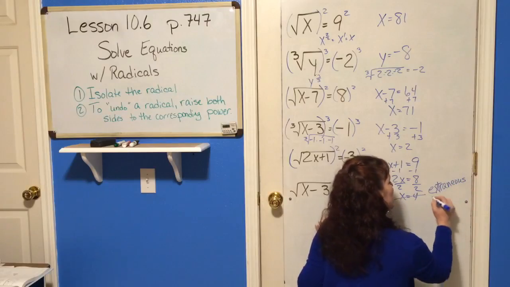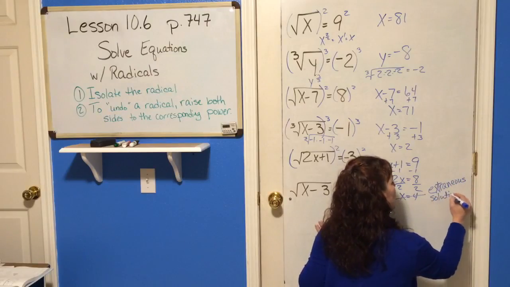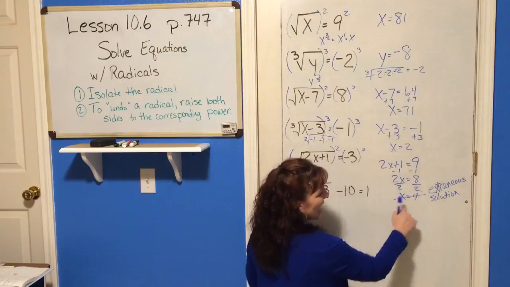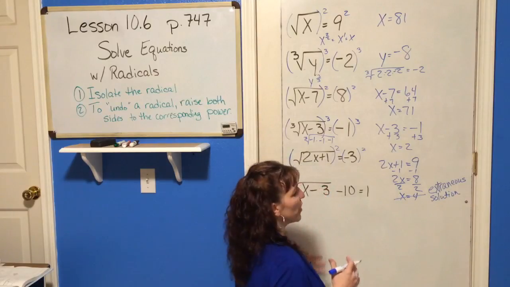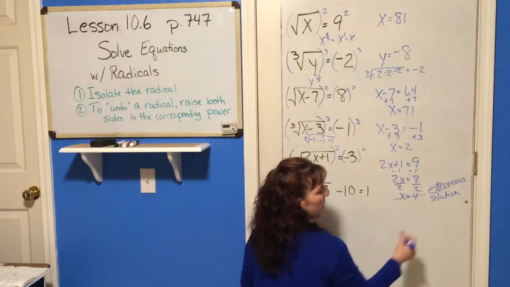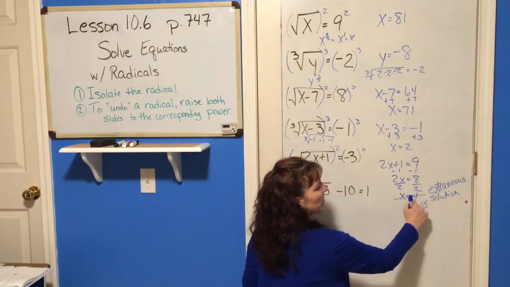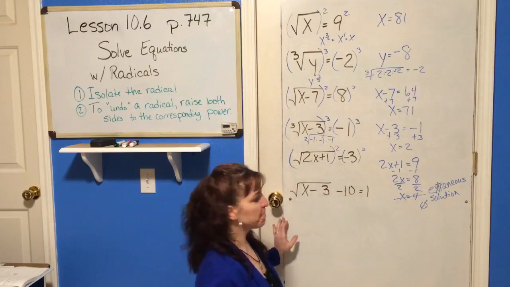Extraneous, extraneous solution. So in this case, there is no solution. All right? So it's a null set because we've got an extraneous solution.